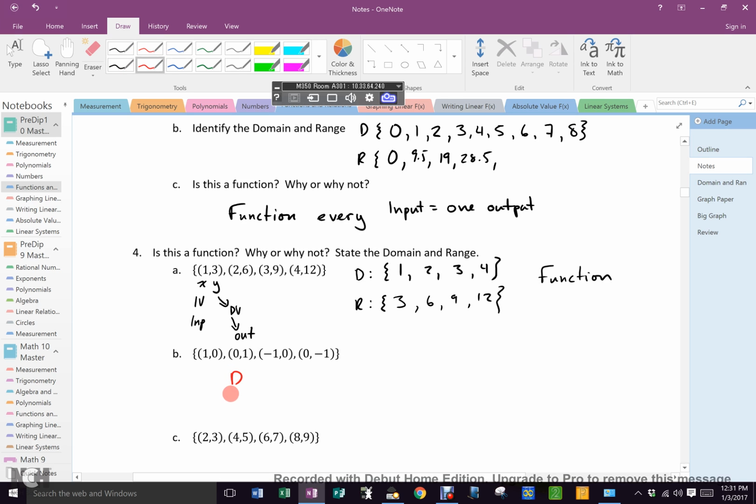I'm going to change color. D, R. What's the domain? Who would like to offer it up here? 1, 0, -1. We don't need to write 0 again because it's only one value, right? What's the range? 0, 1, -1, correct? Function or relation? Why? 0 goes with +1 and -1. Right there and there. Does everybody understand?